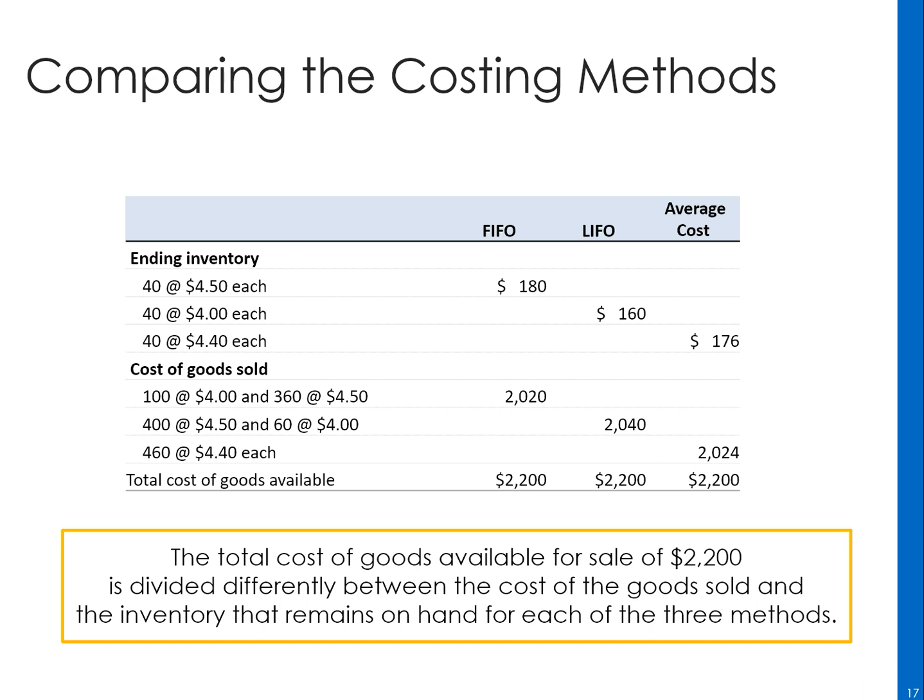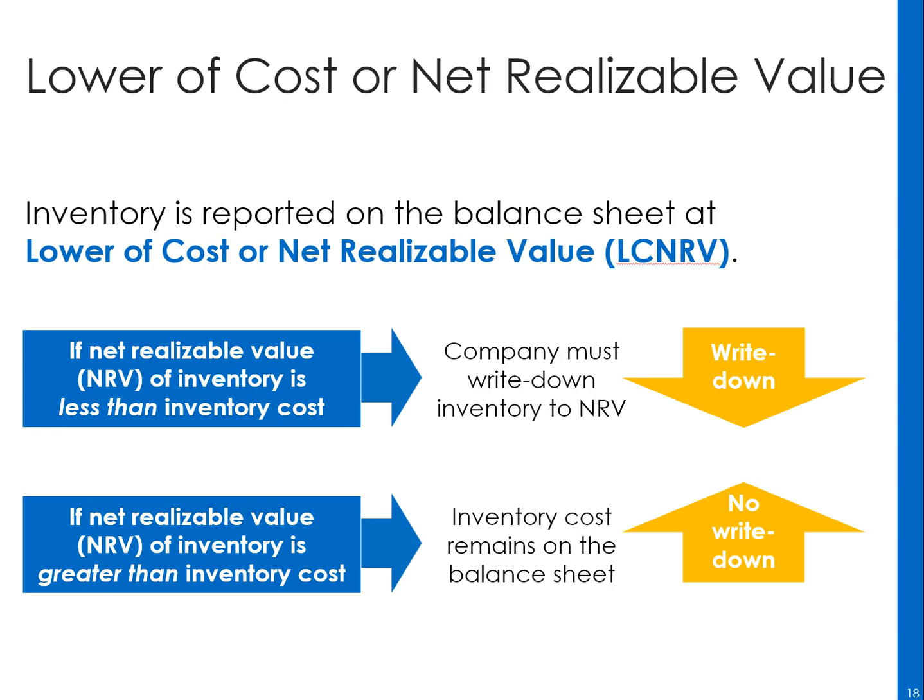All right, so next topic. Regardless of whether it's FIFO, LIFO, or average, they're all historical cost accounting. But for inventories, we cannot stay with historical cost accounting. We have to consider the lower of cost or net realizable value. Inventory is reported on the balance sheet at LC/NRV, not historical cost.